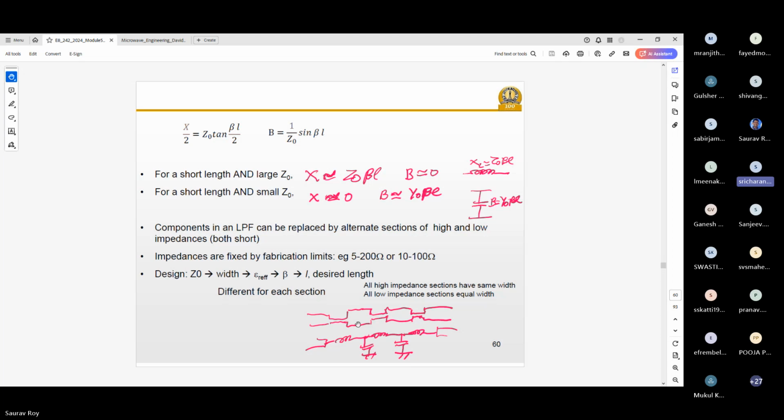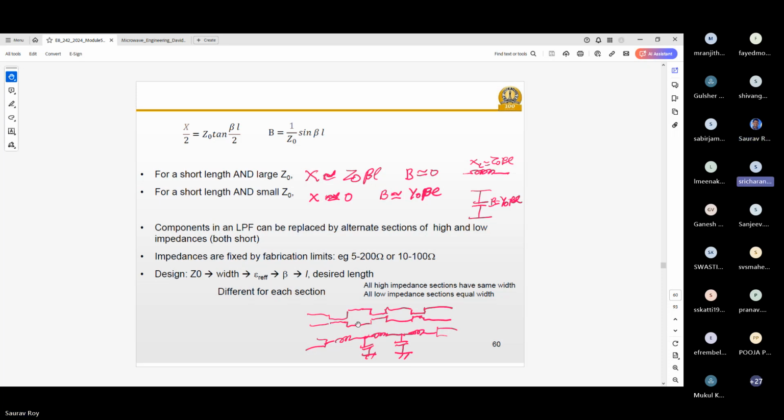But in this case, we have not used any Kuroda identities or anything like that. This is a different approach. Here also we are seeing a series inductor, but we are just following this approach and replacing it with a thinner microstrip line with a short length. You are right, this is a different approach. If you see that, the fabrication will be much easier compared to the other one.